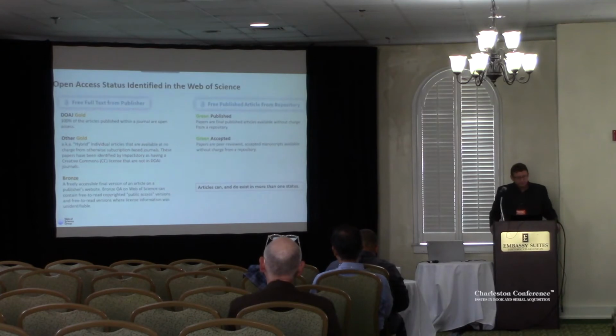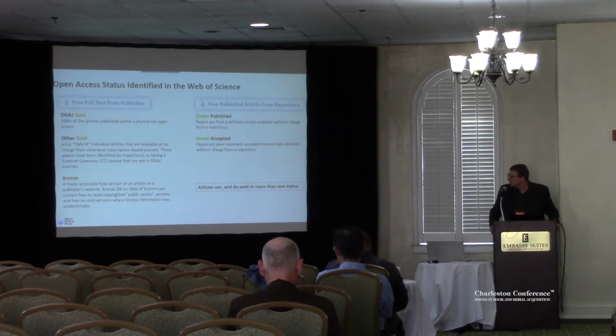What we do and what we get from Our Research is this article level definition or status, so to speak. And you'll see DOAJ Gold, where the article comes from a DOAJ Gold journal, where all of the articles published in the journal are open access. Other gold, typically hybrid, published in subscribed or subscription-based journals, but through an APC model, where a fee is paid to make that article open access. And so other gold in Web of Science pretty much equates to a hybrid type article.